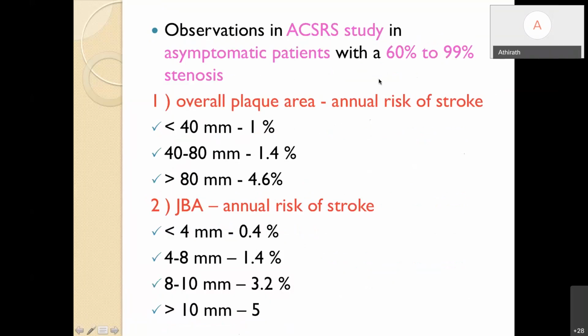This is again in 60% to 99% stenosis, the overall plaque area and the annual risk of stroke correlation. With a high plaque area, there will be high risk of stroke, and when the juxtaluminal plaque area is more, there will be high risk of stroke.